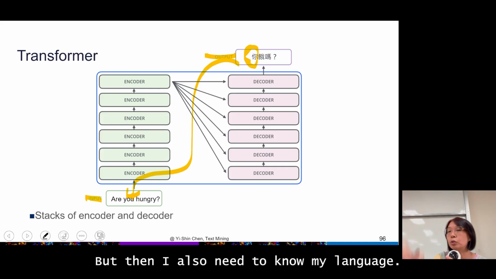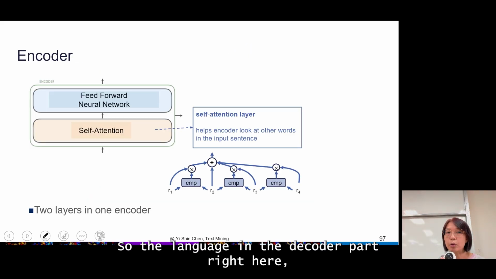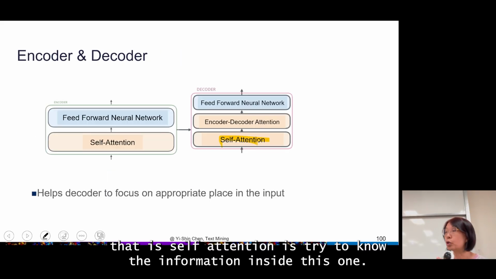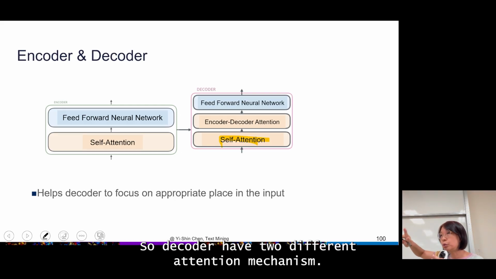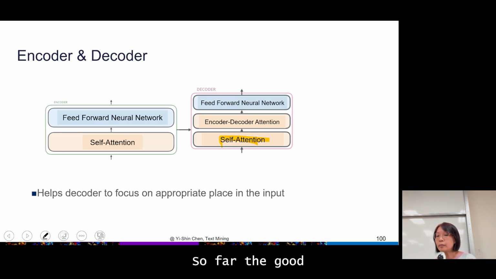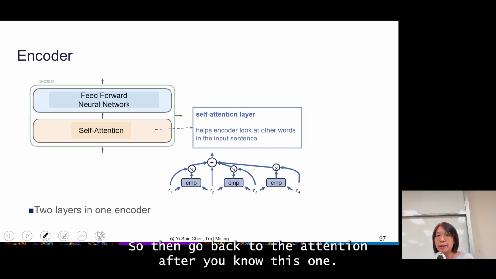But then I also need to know my own language. So the language in the decoder part right here, the self-attention is trying to know the information inside this one. So the decoder has two different attention mechanisms. The encoder has one attention mechanism. So far so good? Okay, so then go back to the attention.